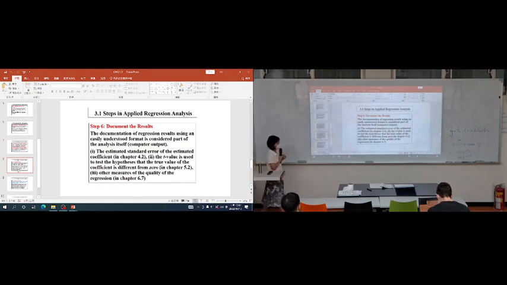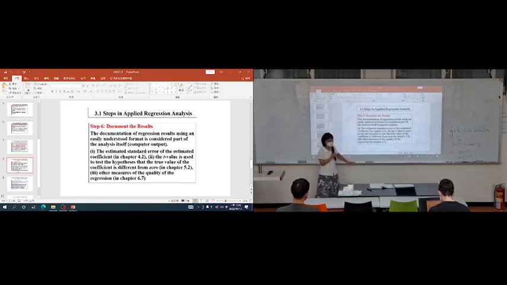Okay, document the result. It means how to express, how to show your result. Although I know for the thesis, we also have to follow the university's format to document your result. We will talk about how to document those equations. The estimated standard error of the estimated coefficient we will talk about in chapter 4.2, and also the t values. All this is in chapter 5, hypothesis testing. So we'll get to that when I talk about chapter 4 and chapter 5, and they'll show you how to show your result.